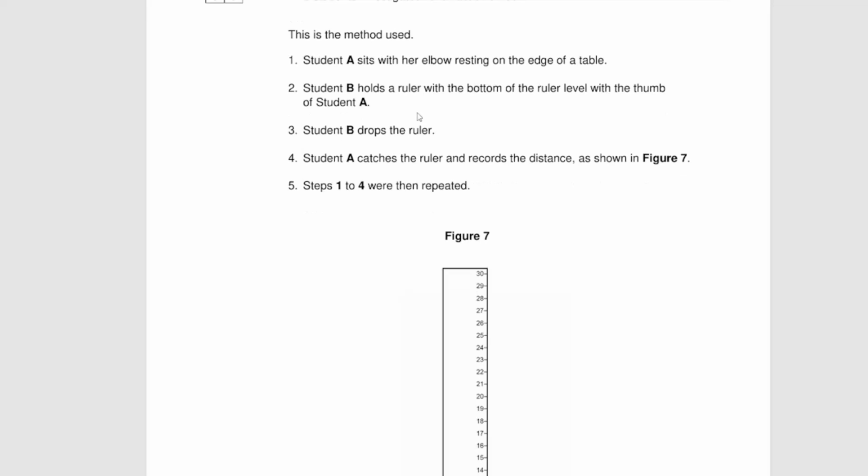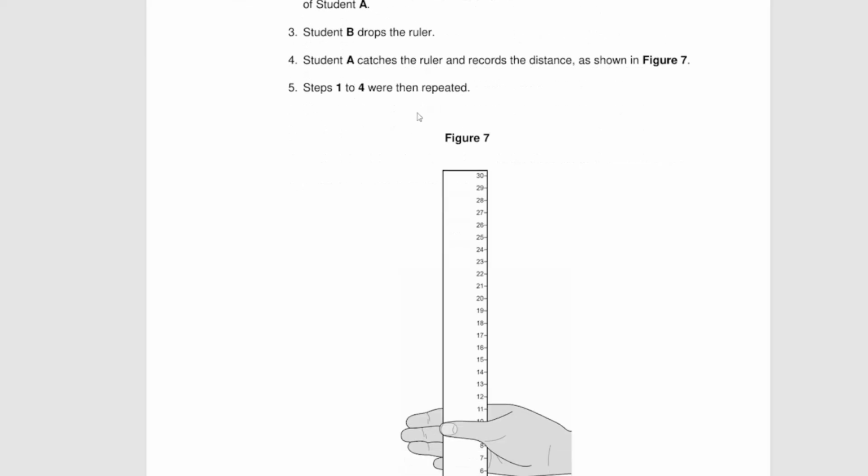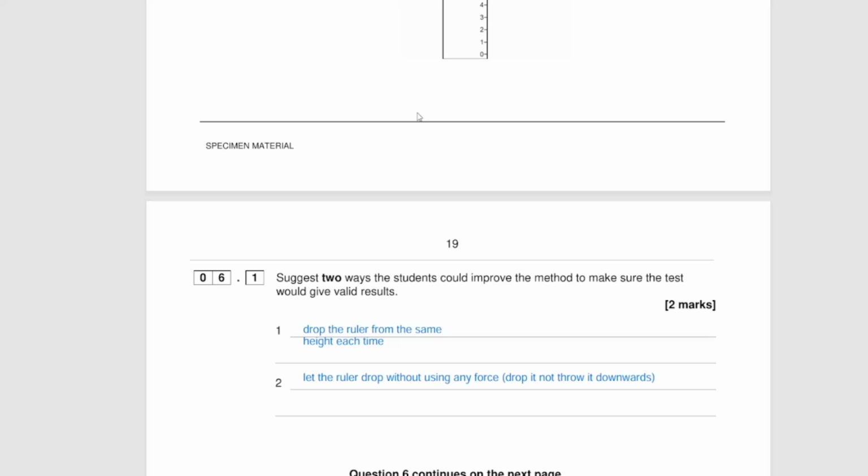Then for question 6, two students investigated reflex reaction times. This is the method used. Student A sits with her elbow resting on the edge of the table. Student B holds a ruler with the bottom of the ruler level with the thumb of student A. Student B drops the ruler, and student A catches the ruler and records the distance as shown in figure 7, with steps 1 to 4 then being repeated. And then we're just shown a ruler and shown how it's done.